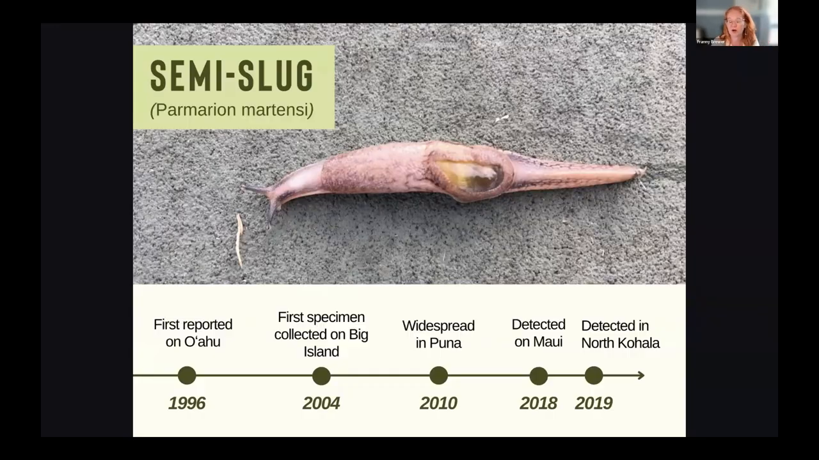This was first found in Oahu in the mid-90s. And the first time it was collected on the Big Island was 2004, but most people were saying, when that study was done, that they were actually doing the collections, people had been seeing it for at least a couple of years. So it came in the early 2000s. By 2010 it was popping up everywhere in Puna. I literally remember this happening at my house in Puna, where I was like, what is that thing?